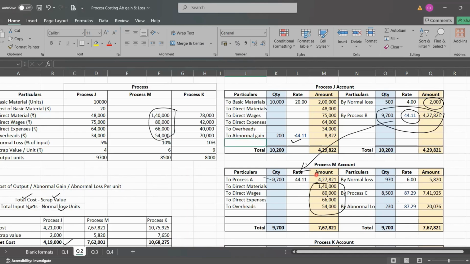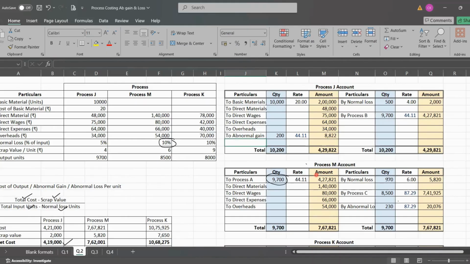All these values should be transferred from the question. Then calculate normal loss. Normal loss here is given as 10%. So 10% normal loss on opening quantity, it comes to 9,700. Let me erase this, you may get distracted.